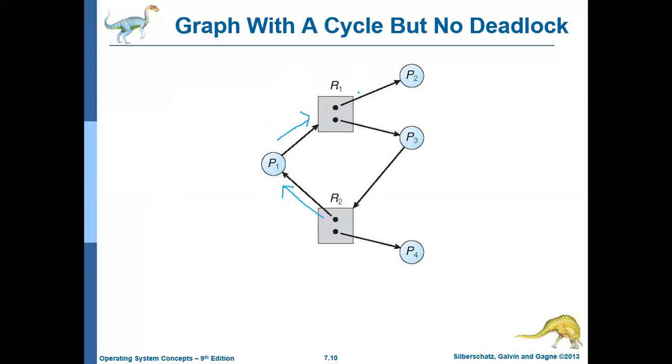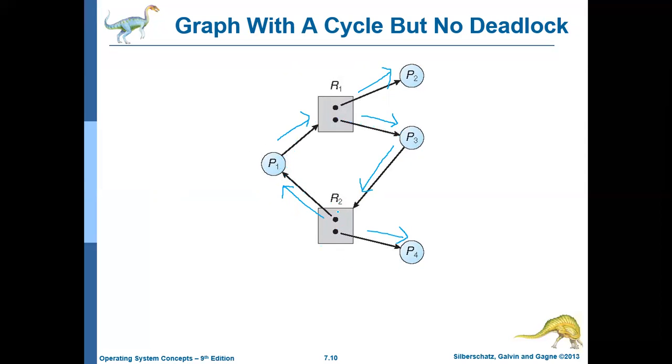But one instance of R1 is allocated to P2 and another instance of R1 is allocated to P3. And P3 is waiting for R2. But one of the instances of R2 is already allotted to P1 and another to P4. Even though there is a cycle, from P1 to R1, then R1 to P3, then P3 to R2, then R2 to P1, this will not lead to deadlock.